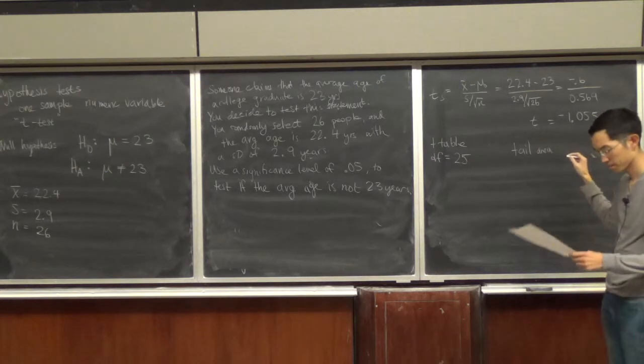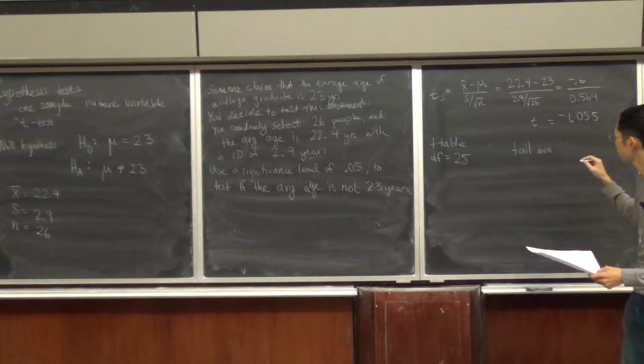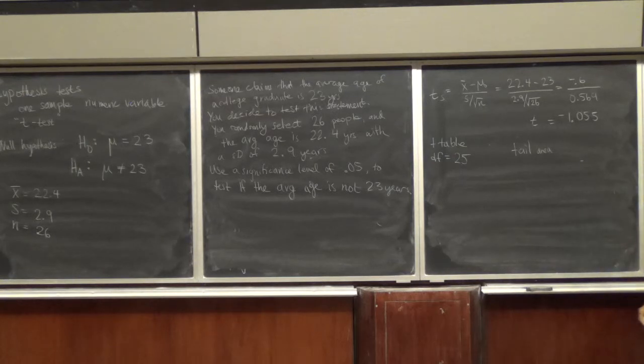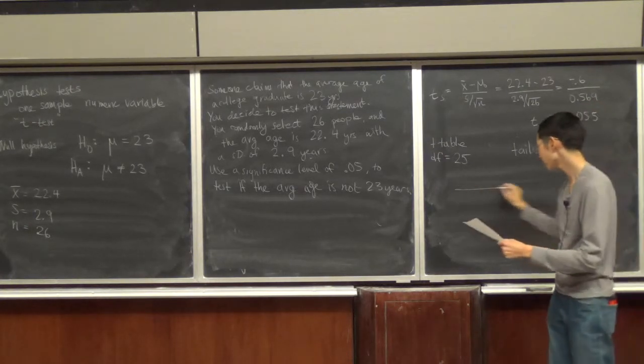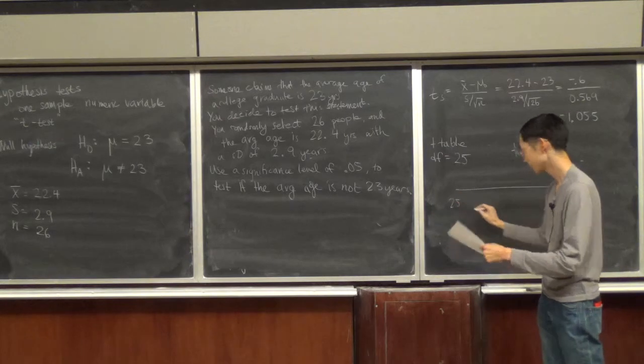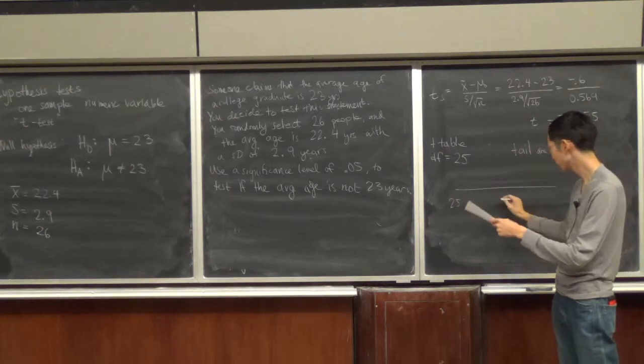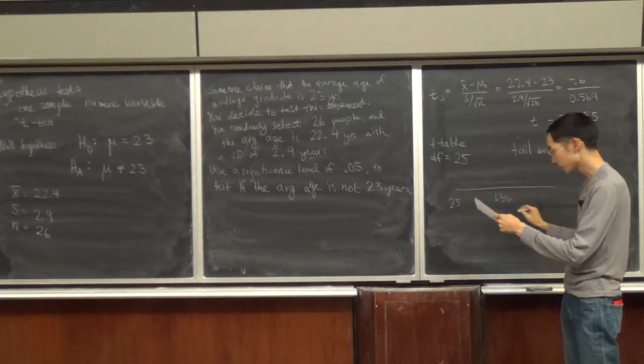1.77, is that it? 1.78. Yeah. Alright, so at the beginning of the class, I taught you how to use this table, right? I said, ignore the negative. So we're looking up 1.055, and we look at that row of 25 degrees of freedom. What is the first number that we see? 1.316.